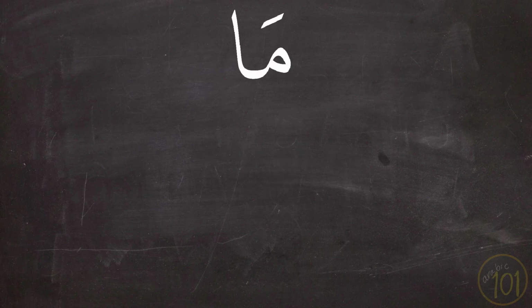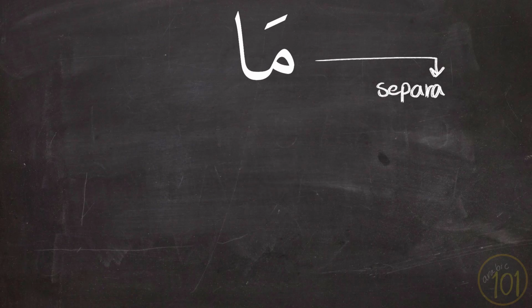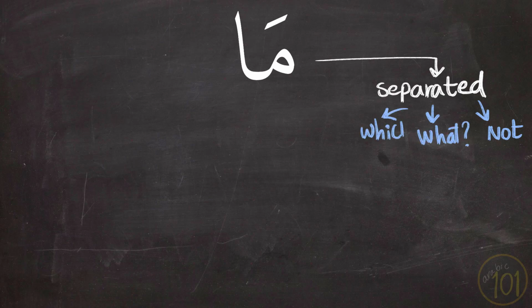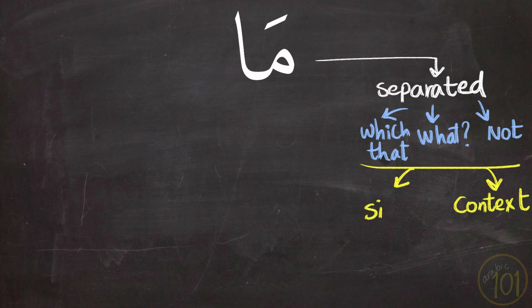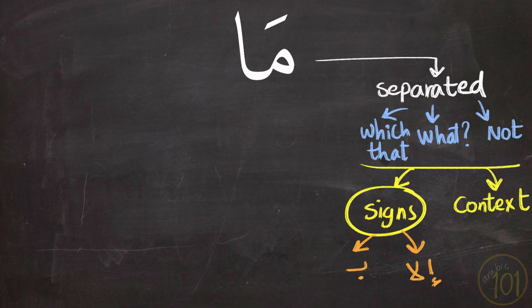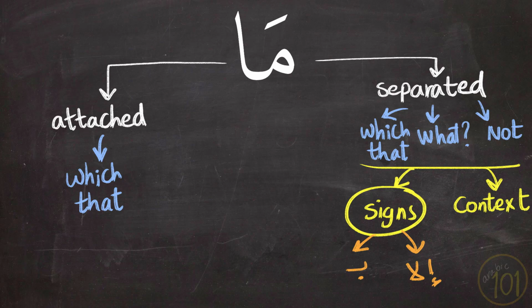So in a nutshell, if ma is separated, it would mean one of three things: not, what, or which. We use context to know which ma is which. And we also use some signs like illa and bi, which usually follow ma when it is used with the meaning of not. And if ma is attached to something else, it will almost always mean which or that as a relative pronoun, except when it is attached to fi, then it would mean not.